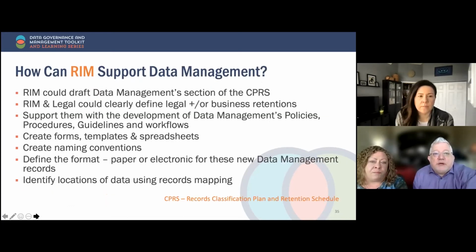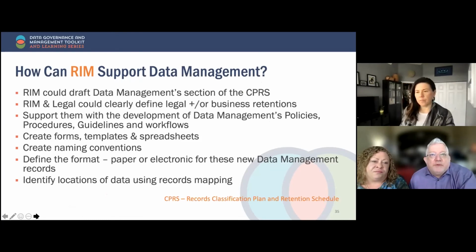In this slide, we talk about how RIM can support DM. Now, on the previous slide, we showed you the IG reference model, which has the 5 roles. We're going to profile 3 of them, the RIM, the legal, and the IT. So these are just some ideas that we have around how RIM can support DM. RIM could help draft the DM section of the classification plan. RIM and legal could work cooperatively together to define legal and business retentions. RIM could also support DM by drafting policies, procedures, guidelines, and workflows.